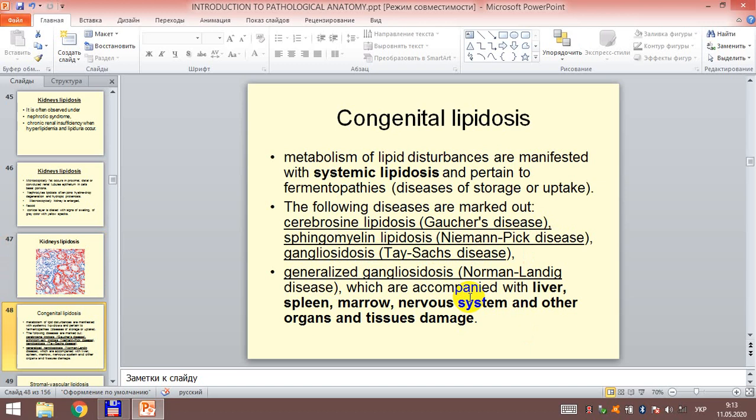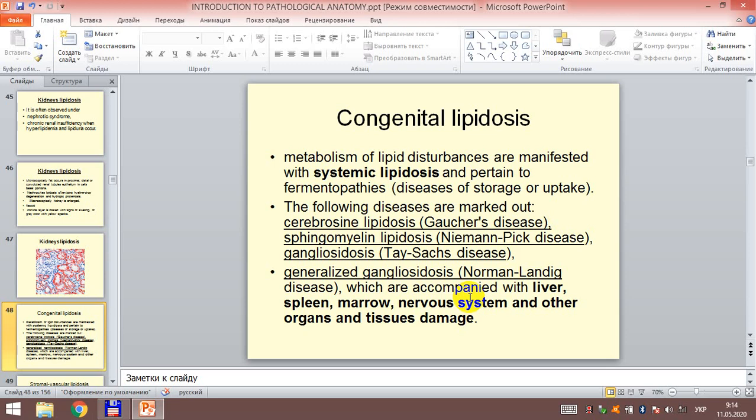Metabolism of lipid disturbance is manifested with systemic lipidosis and pertains to fermentopathies, diseases of storage or uptake. The following diseases are marked out: cerebroside lipidosis or Gaucher disease, sphingomyelin lipidosis or Niemann-Pick disease, gangliosidosis, Tay-Sachs disease, generalized gangliosidosis, Norman-Landing disease, which are accompanied with damage to the liver, spleen, marrow, nervous system, and other organs and tissues.